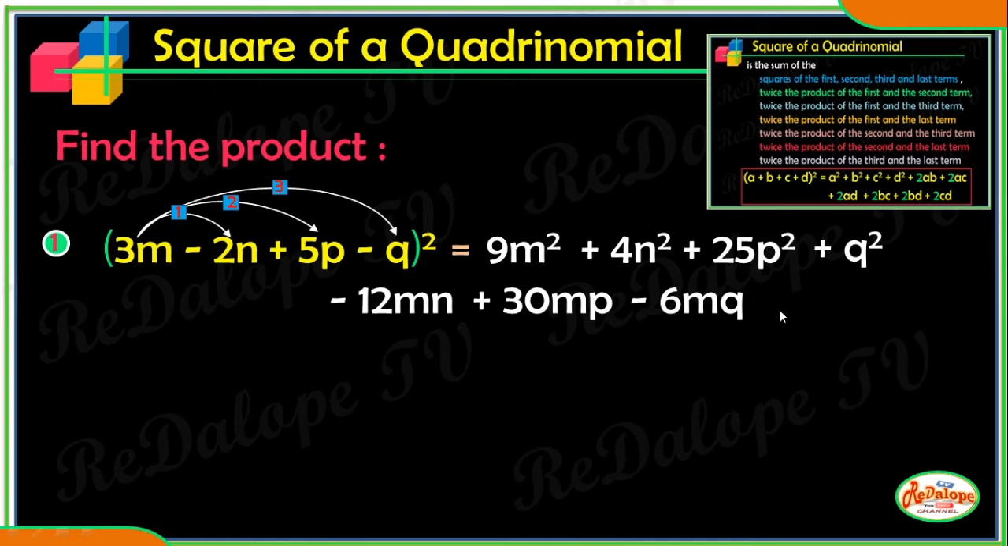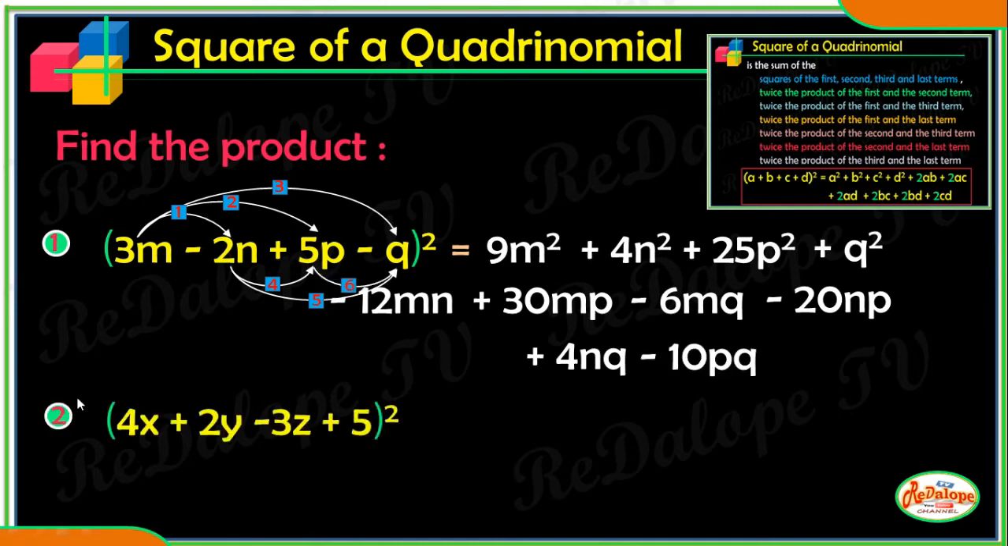And then for the eighth term, we have negative 2n times positive 5p, so that is negative 10np times 2, so that is negative 20np. And then for the ninth term, we have negative 2n times negative q, so that is equal to positive 2nq times 2, so that is positive 4nq. And then the last we have is 5p times negative q, so that is negative 5pq times 2, so that is negative 10pq.